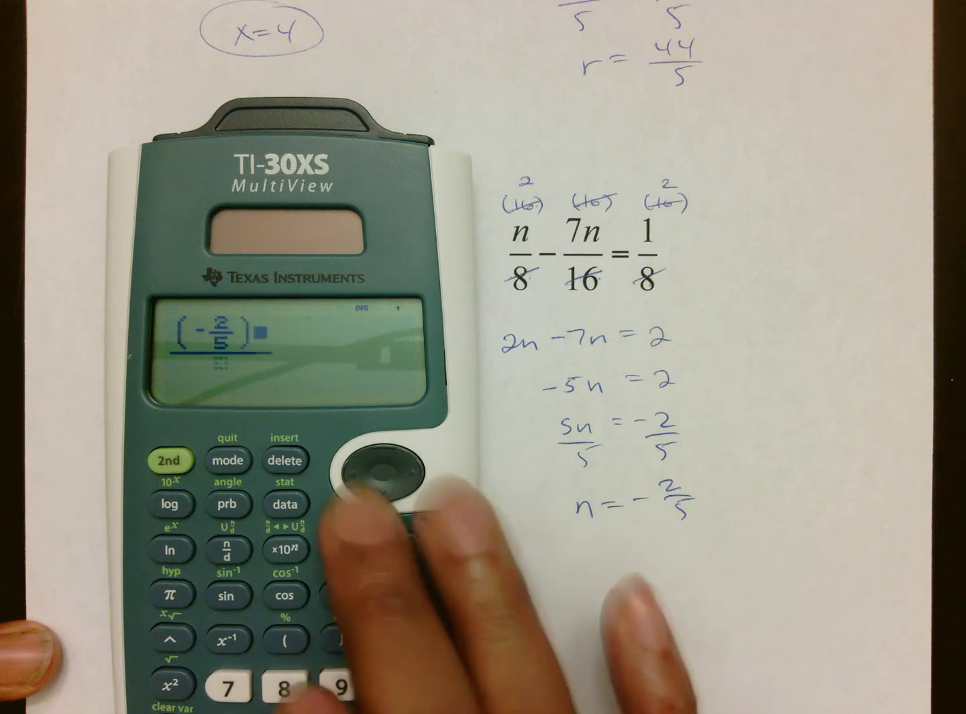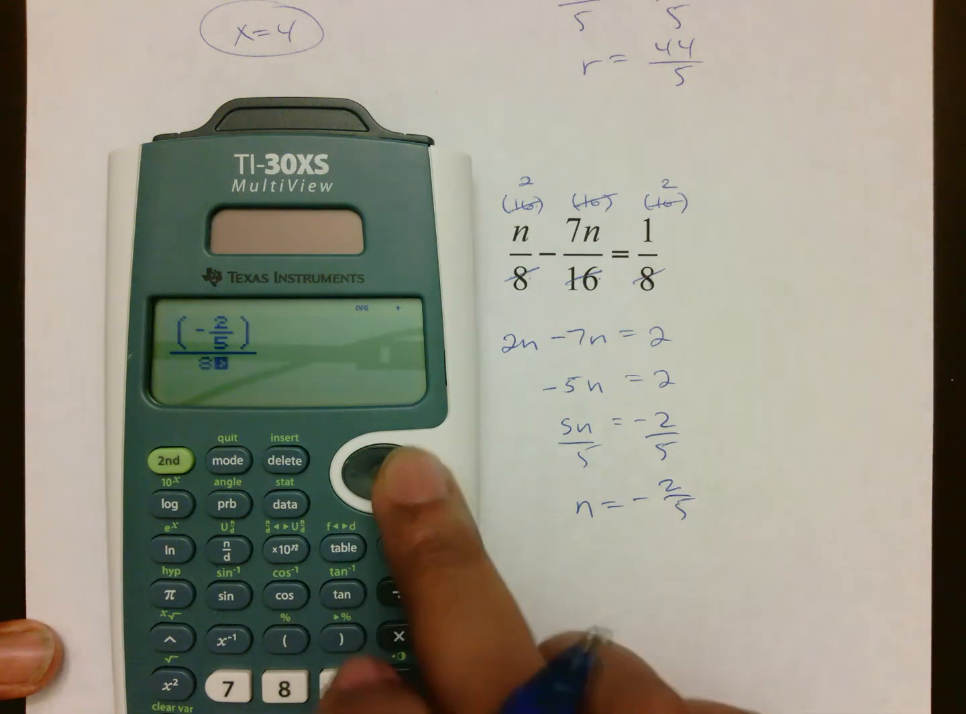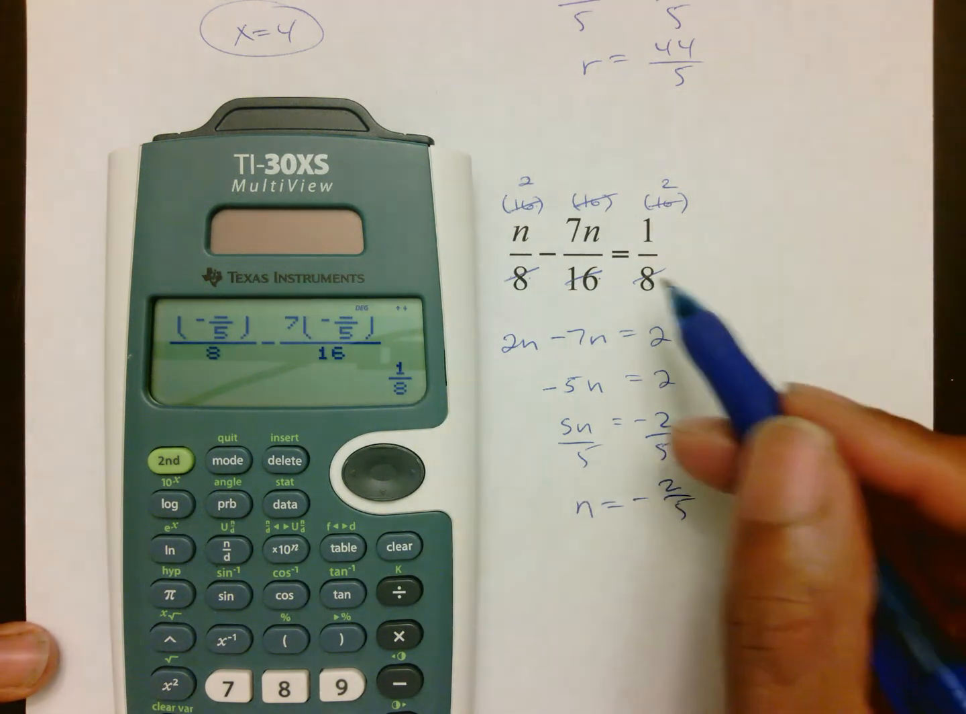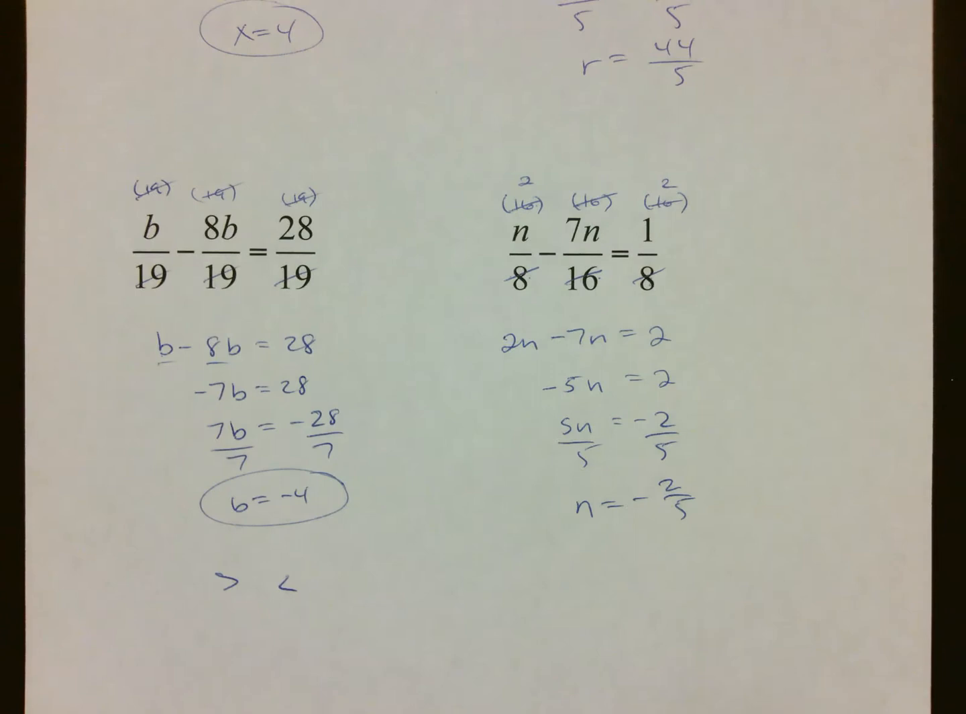And this is what I actually like about this calculator: over 8 minus, and you might want to practice doing this because it is a skill that is important, 7 parentheses negative 2/5, over 16 equals, there it is, there's your 1/8, and that's what it's supposed to equal, so it actually does work.